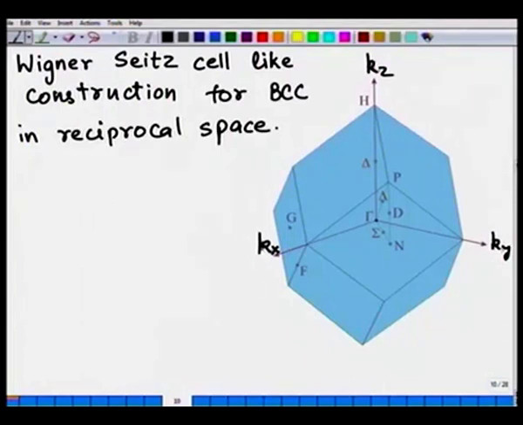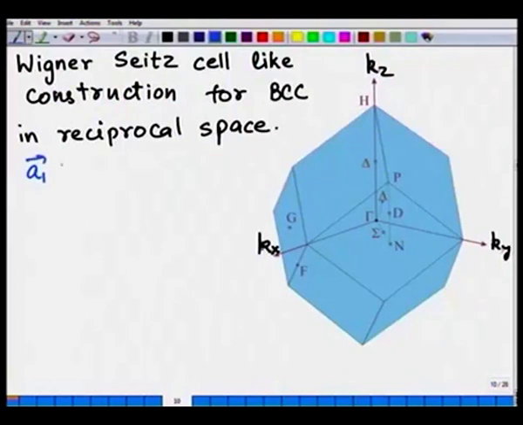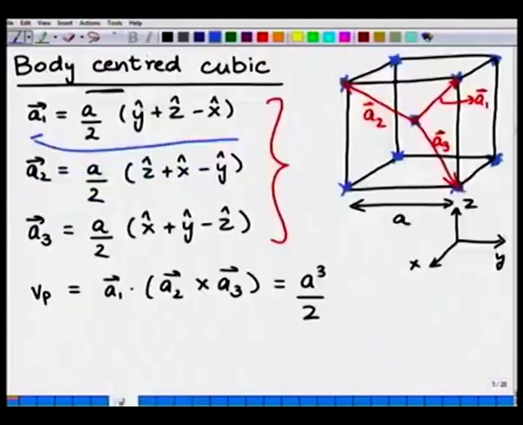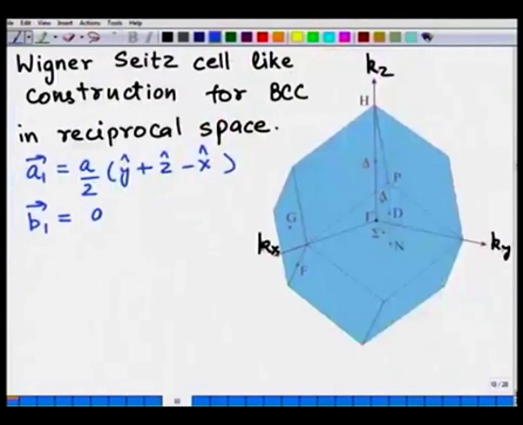That means that just like I was drawing these cells, remember A1, let us do an example here that will make your life a little bit easier to understand. If we look at this page, let us just do A1, and BCC was this quantity right here. So we will rewrite this A1 as equal to a by 2 (y plus z minus x hat), and we will write B1 also, which was FCC, right here: a by 2 (y hat plus z hat).